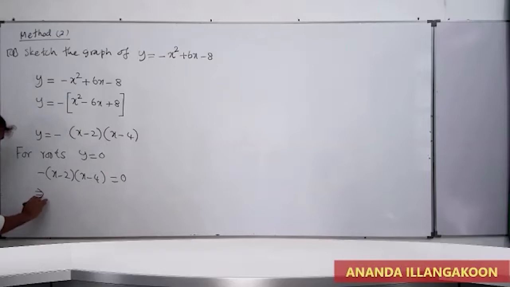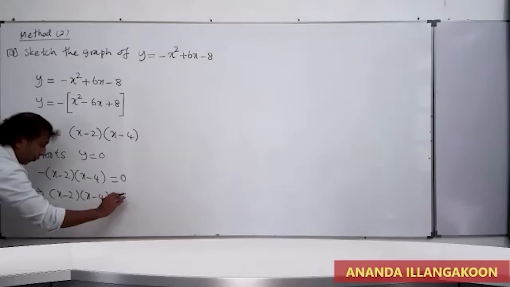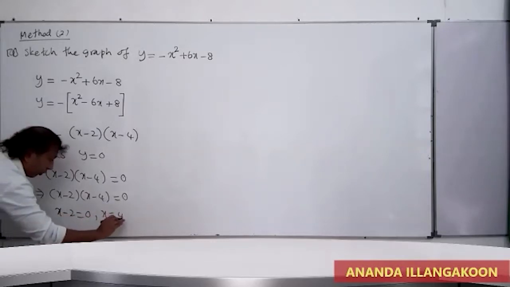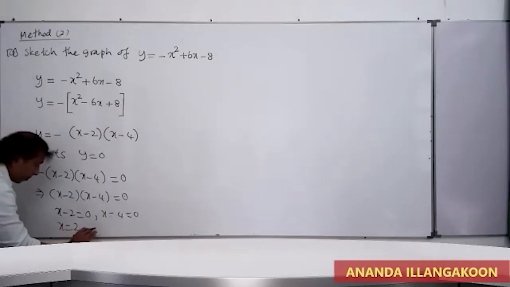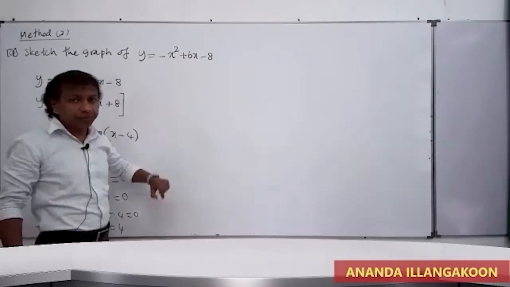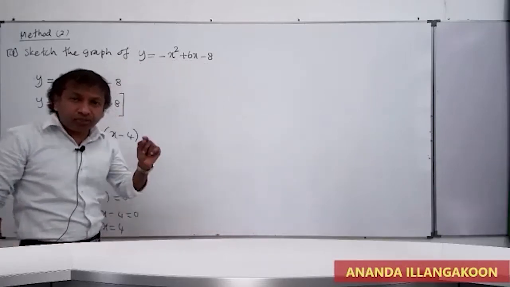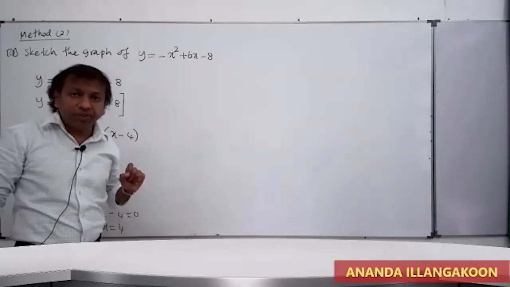So this implies what, people? x minus 2, x minus 4 equals 0. Then we get x minus 2 equals 0, x minus 4 equals 0. Then by this we get x equals 2, x equals 4. Right. The two roots we found. The graph is a maximum, people. Right. Then how to find the x coordinate at the vertex? Add the two roots and divide by 2.